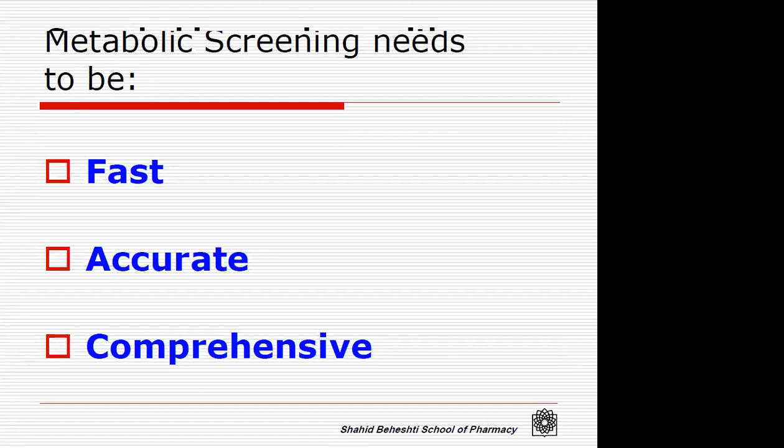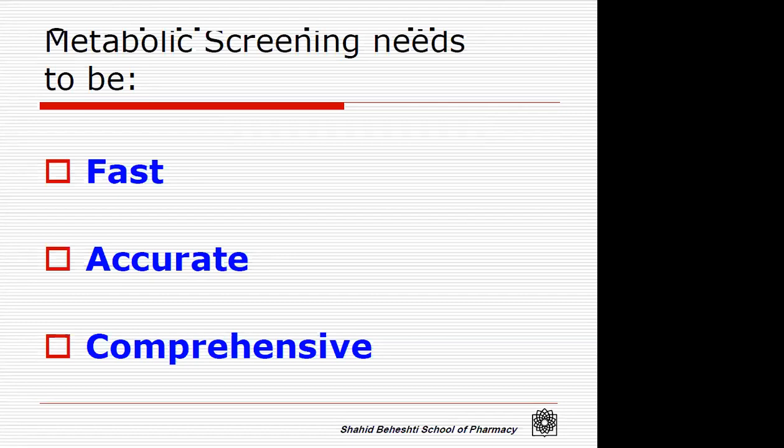The other point is that the test has to be very accurate, because if you misinterpret, or if you do the test wrong, then there would be very disastrous consequences. For instance, if you diagnose a baby as a healthy baby, and the disorder is missed, we have to expect the consequences and the damages, which, as I said, are irreversible.